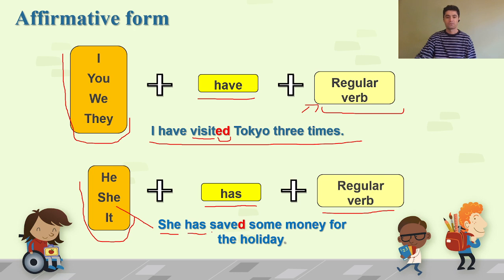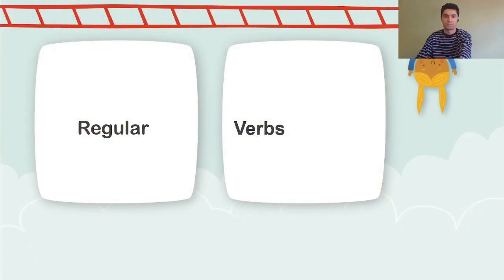And the main verb here is save, but we add d at the end because we're using it in the present perfect. So it goes like this. She has saved some money for the holidays. So up until now, she has saved some money for the holidays. All right, now let's move on to the next page.